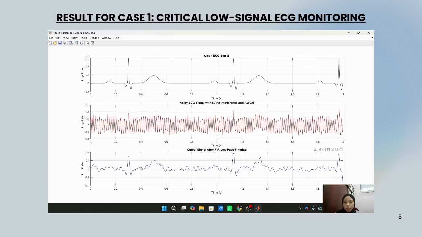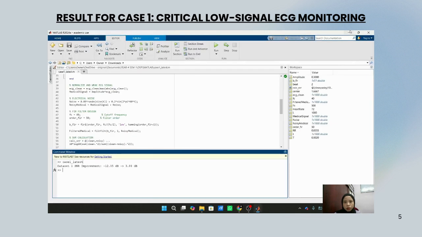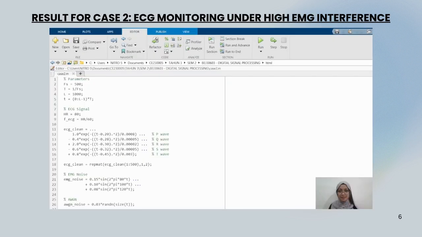We could say that this filtering technique is highly effective for real-time biomedical monitoring. And move on to the command window. Okay, we have the dataset 1 SNR improvement from negative 12.05 decibel to 3.88 decibel. This massive 15.93 decibel improvement mathematically proves that the filter successfully reduced the noise and rescued the patient's heartbeat.